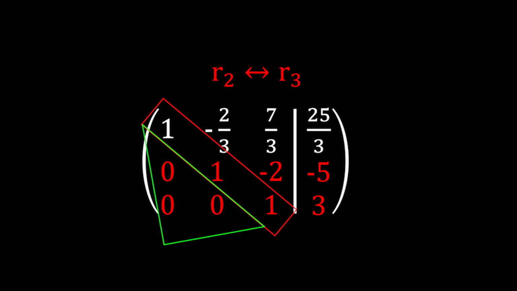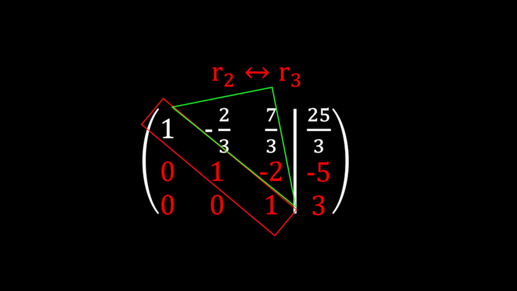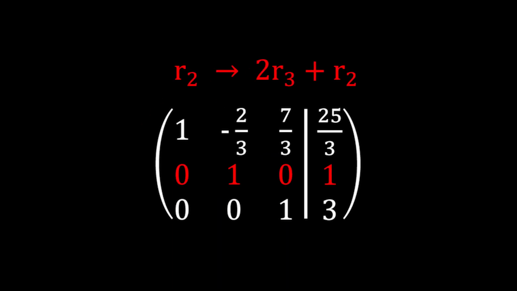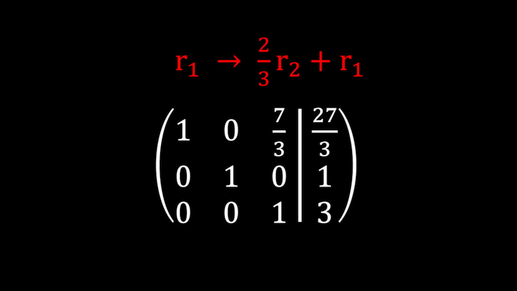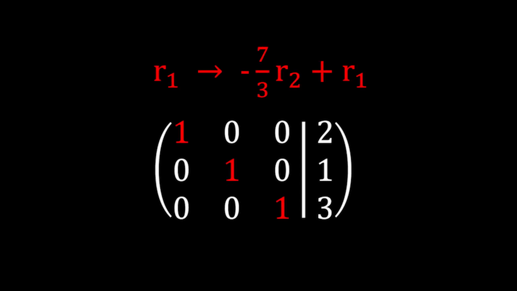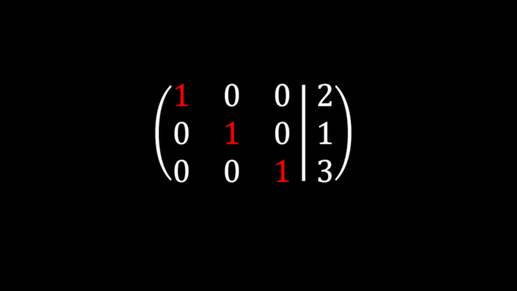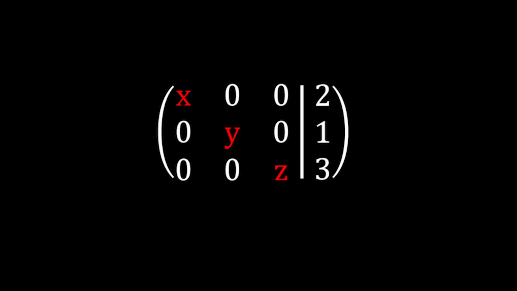Now our goal is to eliminate all the numbers above the 1s in the upper right triangle. Let's first start by canceling out the -2. We're going to do this by multiplying the third row by 2 and then adding it to row 2. Using the same tactics, we can cancel out the -2/3 and the 7/3. And there we have it. We have an identity matrix on the left-hand side. So what does this mean for us? It tells us that x equals 2, y equals 1, and z equals 3.